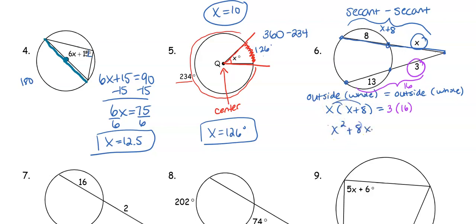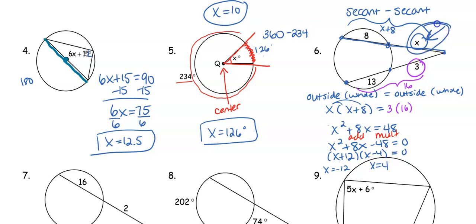We distribute. X squared plus 8x is equal to 48. We move that over. We factor. Don't forget, when we factor, we're multiplying to the outside, adding to the middle. So that gives us x plus 12, x minus 4. And that means x is a negative 12, x is equal to a positive 4. X, though, is a segment length, which means it can't be negative. So we have one solution when x is equal to 4.